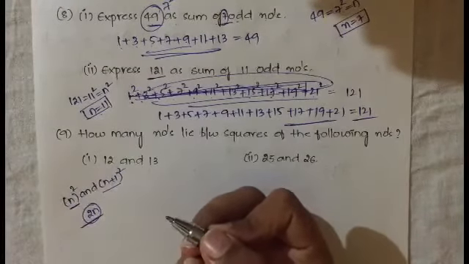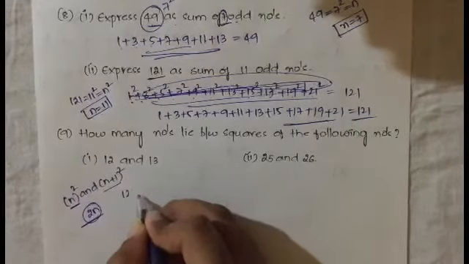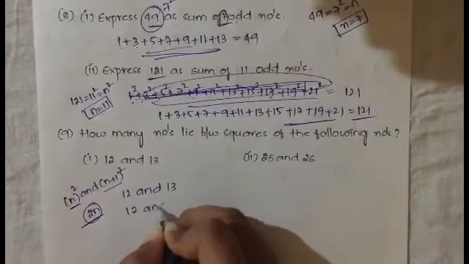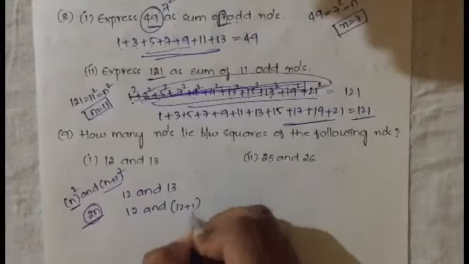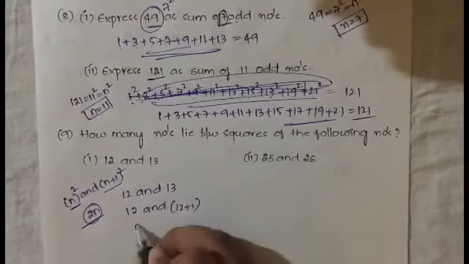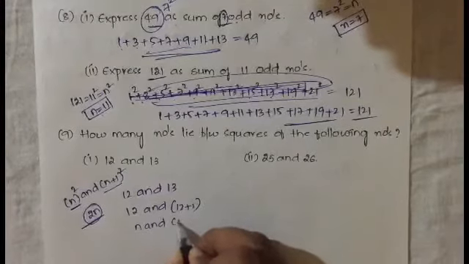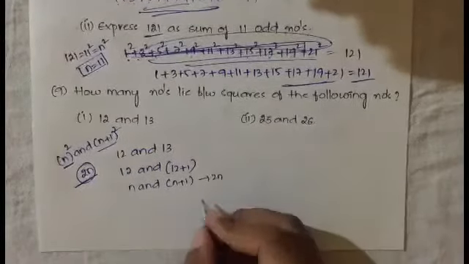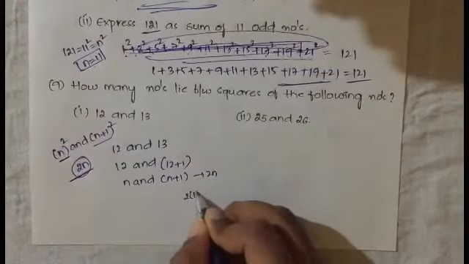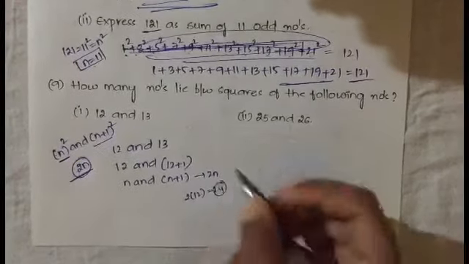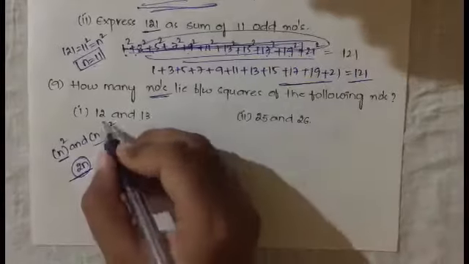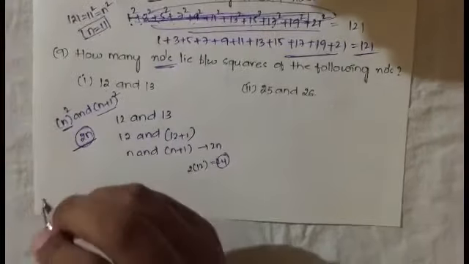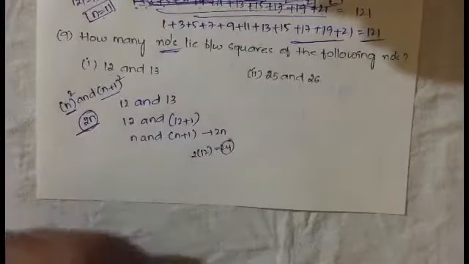This is the formula. Here 12 and 13 you can express as 12 and 12 plus 1, right? So this is in the form of n and n plus 1. So you can directly say that there will be 2n natural numbers between them where n is equal to 12. So 2 into 12, that is equal to 24. So there will be 24 numbers between 12 square and 13 square. Okay? This is how you have to solve this problem.